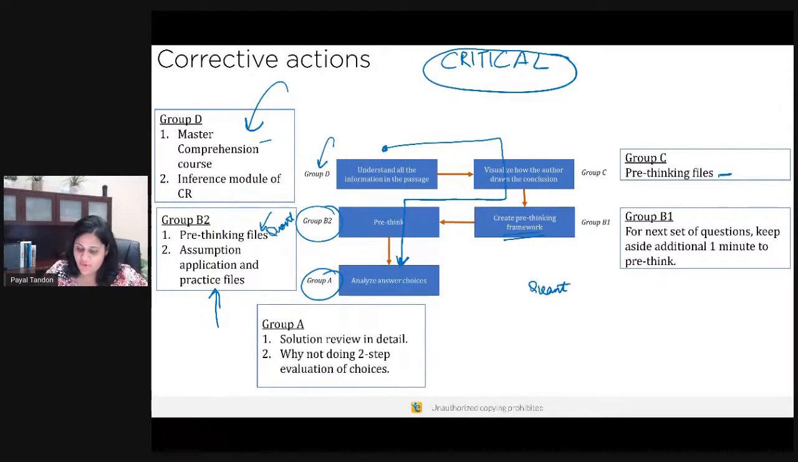Now if you are in group A, then you have to figure out why you're not doing the two-step analysis of the answer choices. Are you faltering in step 1 or are you faltering in step 2? You need to figure that out.